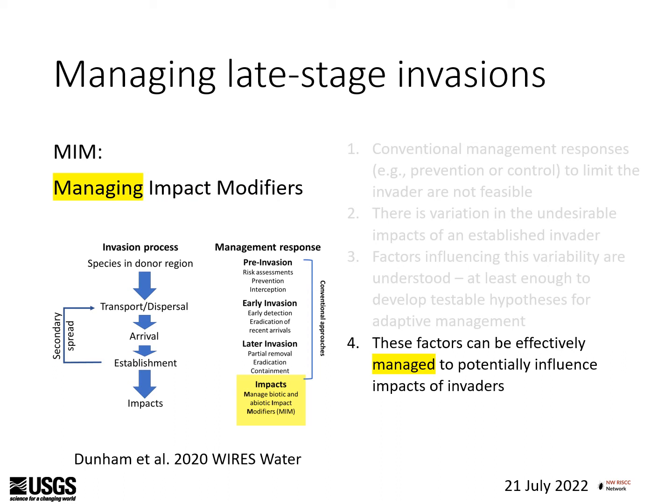And number 4, of course, if there is variability in these factors and we have an idea what they are, they need to be manageable so that we can potentially influence impacts. Otherwise, there's no reason to do this if there's nothing to manage.